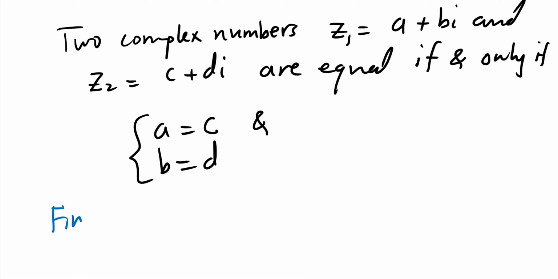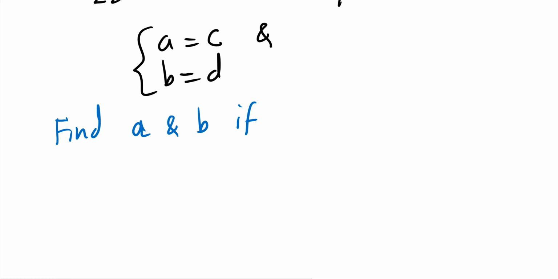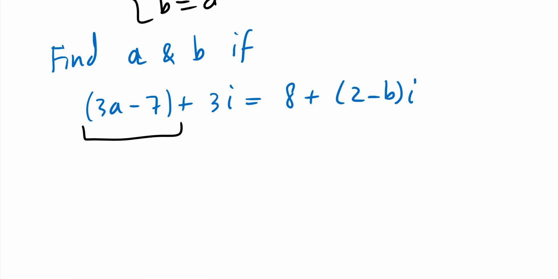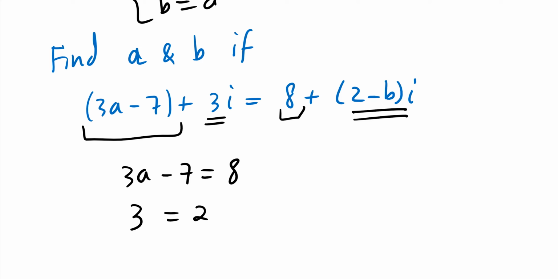How to apply this? Let's say we're asked to find a and b if 3a minus 7 plus 3i equals 8 plus (2 minus b)i. So how do we find that out? These two complex numbers are equal, so we can set the real part equal to the real part and the imaginary equal to the imaginary. So 3a minus 7 equals 8, and 3 equals 2 minus b. That's because they are given to us as equal complex numbers.